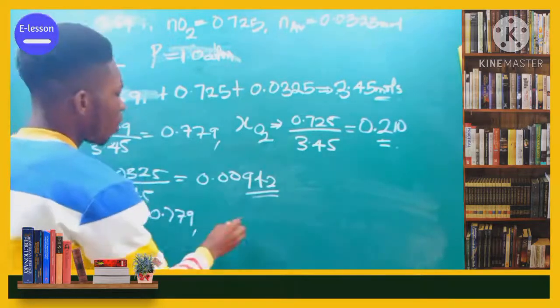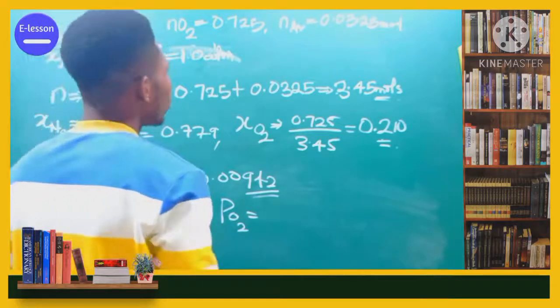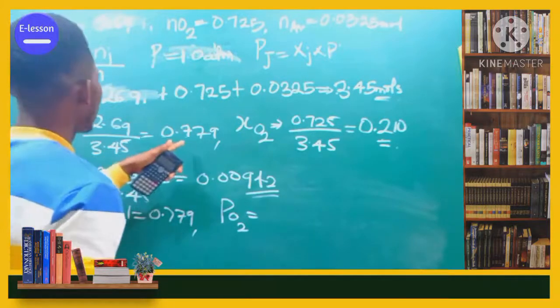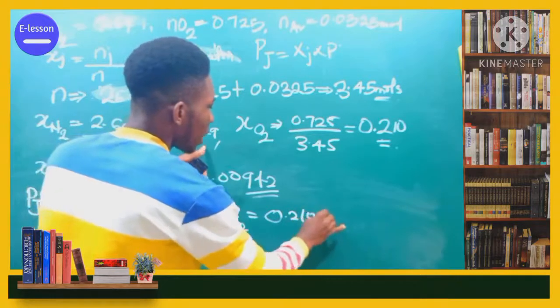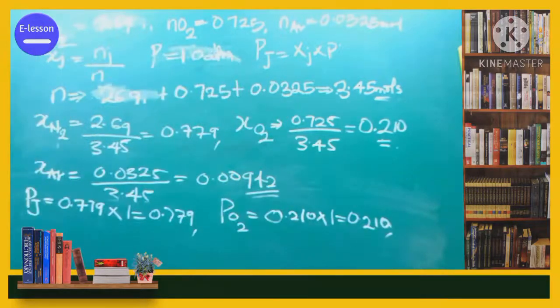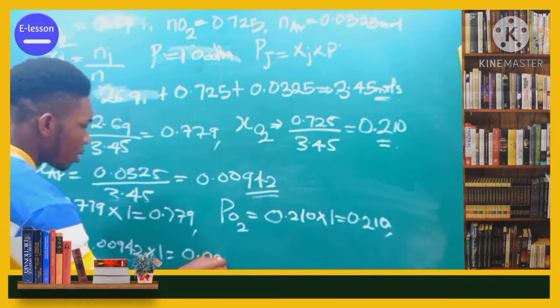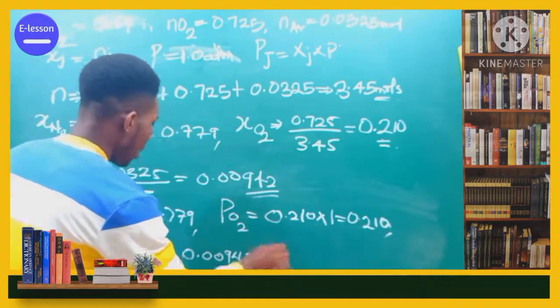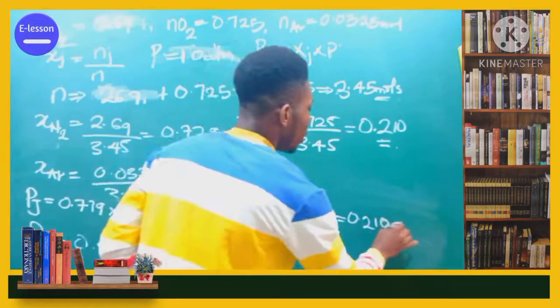That will give us 0.779. Same thing is applicable to get the partial pressure for oxygen. The formula we are using is Pj is equal to Xj times P. The mole fraction of oxygen is 0.210 times the total pressure, 1, which is 0.210. Now the next step is that of argon. That is 0.00942 times the total pressure, 1, which gives 0.00942, all in atm.